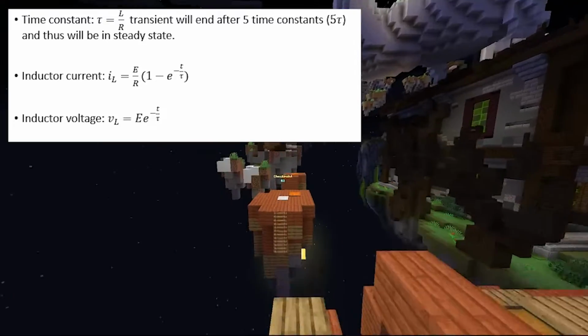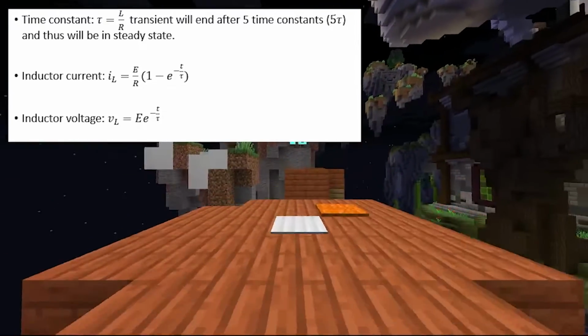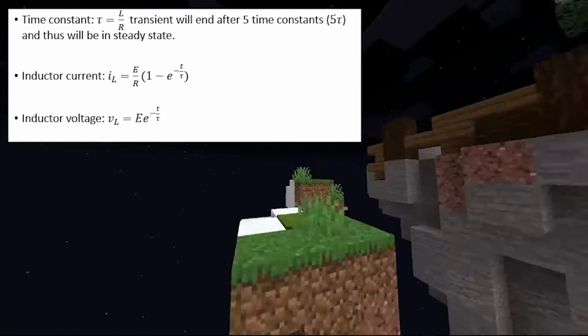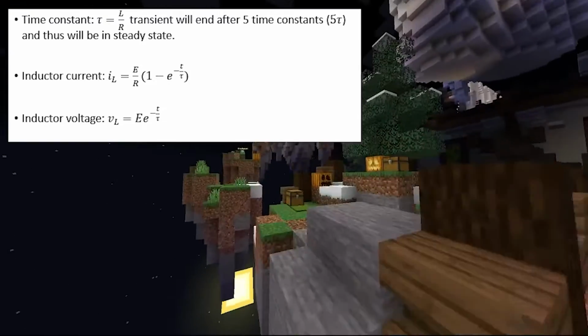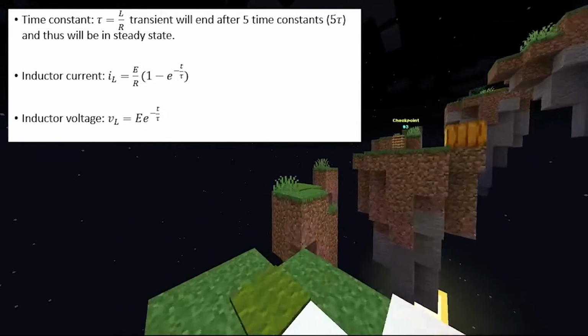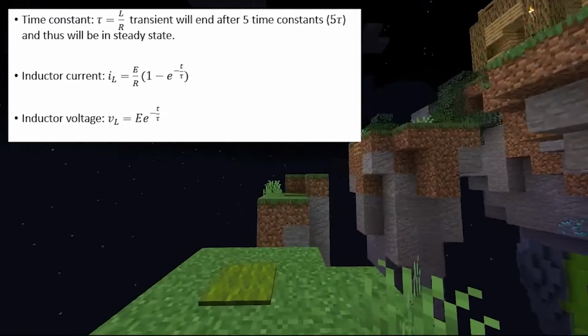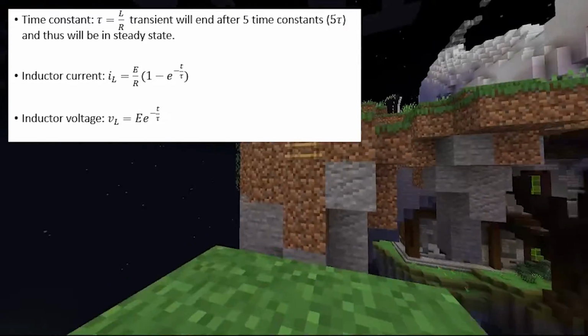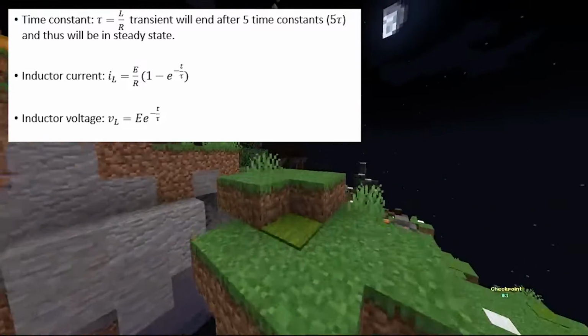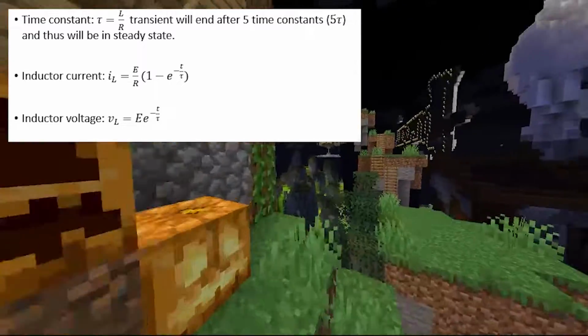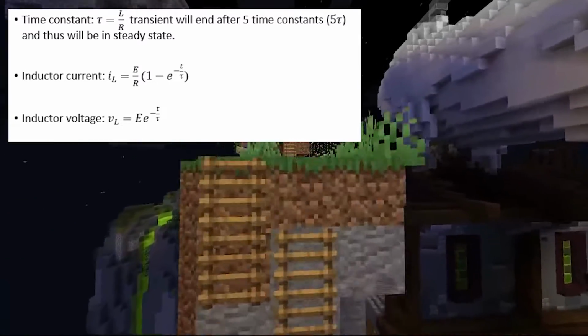Inductor current: IL equals voltage divided by resistance times 1 minus e to the negative t on tau. When t equals 0, IL equals 0, and therefore the inductor will function as an open circuit. Inductor voltage: VL is equal to voltage times e to the negative t on tau. When t equals 0, VL will equal E, and therefore the inductor functions as a short circuit.